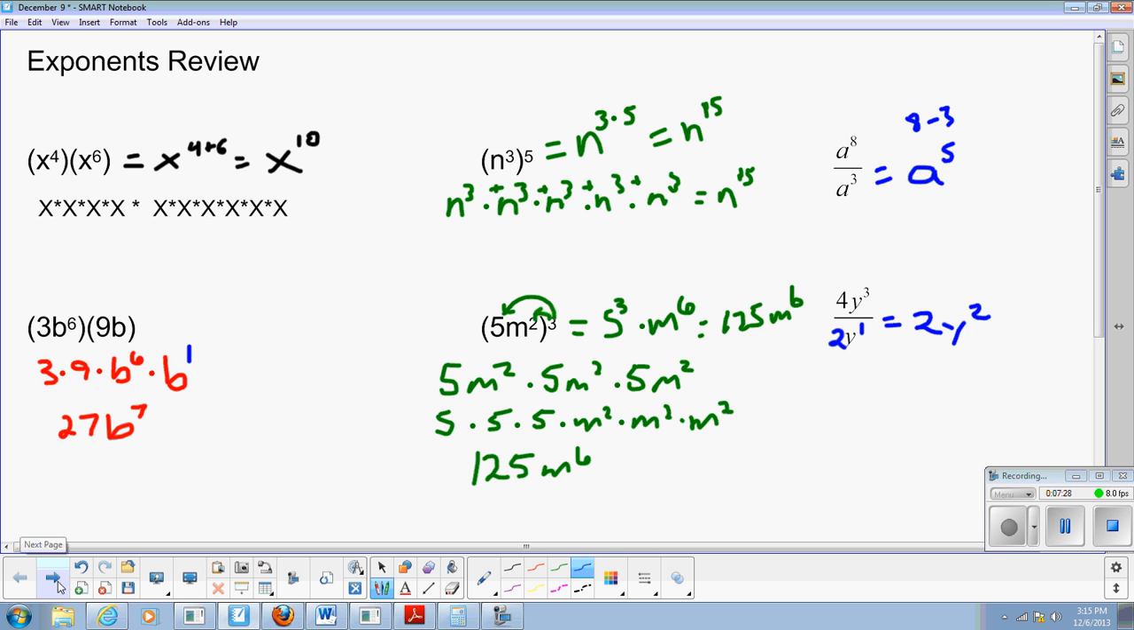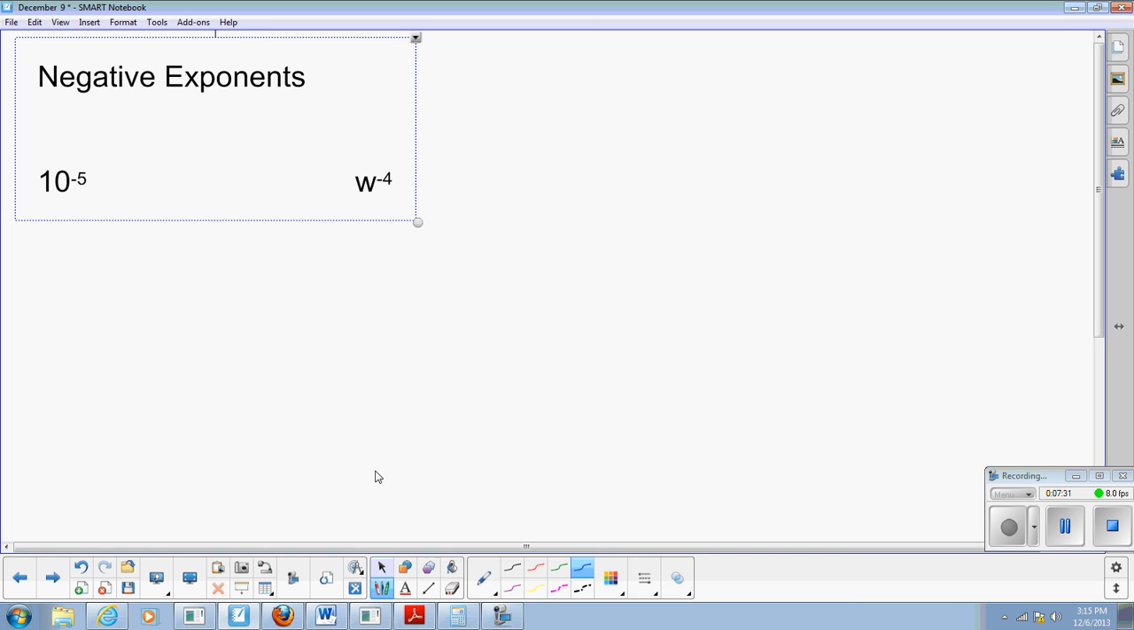Next step, negative exponents. When we do our negative exponents, the negative on the exponent reminds us that instead of multiplying by 10 5 times, we are to divide by it. To show that division, we write this as 1 over 10 to the fifth power. So if you're asked to write something without a negative exponent, we'll write it as 1 over 10 to the fifth. We're dividing by that number. A plain exponent, if it's a 10 to the fifth, you would multiply it 5 times. But when it's a negative exponent, it means divide by it.